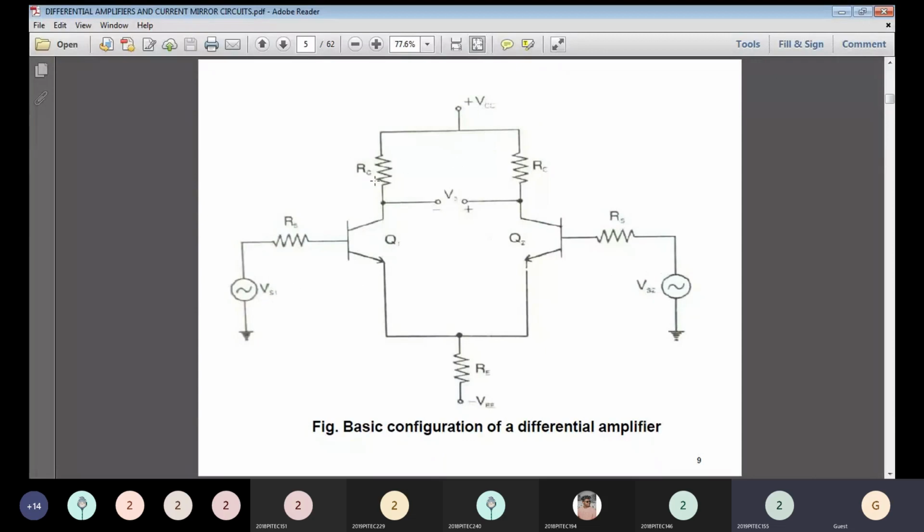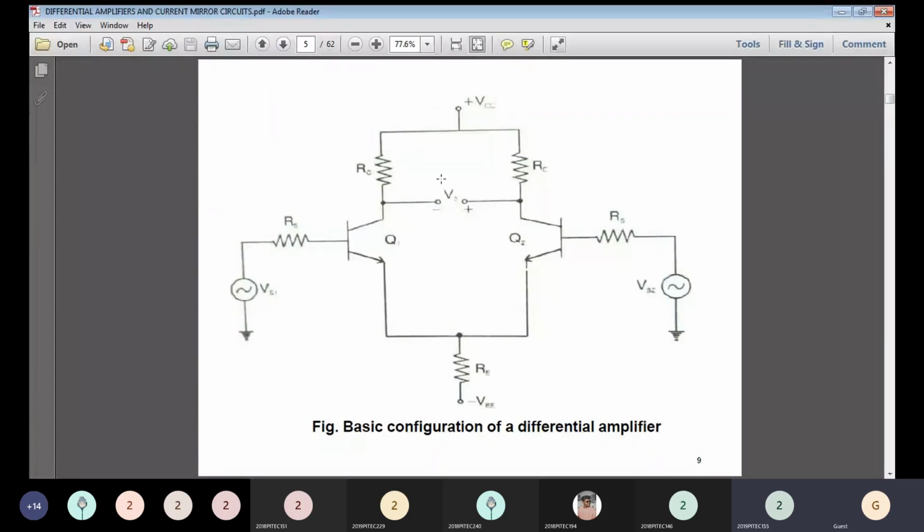This is your RC resistance, where we take the output of the differential amplifier from two terminals, the Q1 collector point, that is the C1 node, and the Q2 collector point, that is the C2 node. So the required output is V0. This is your differential amplifier. The difference of the inputs is given to the transistors, and the corresponding output we get at the output side, V0.